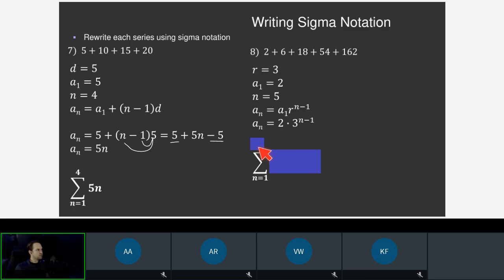All right, n equals 1 to 5, and then of the expression, don't forget parentheses. It's important. 2 times 3 to the n minus 1, and we're done. And we can always check our answer on some terms. So from this step, we can plug in n equals 3 and make sure we get 18. We can plug in n equals 5 and make sure we get 162. So maybe check the middle and then the end. I think that's probably sufficient to make sure this is done correctly.